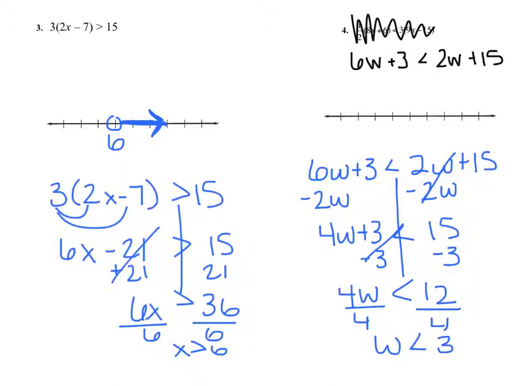All right, so I'm going to plot on here. There's 3, and I'm going to go everything that is less than 3, so it would be the 2, the 1, 0, negative 1, and so forth. All right. So in this lesson, we took a look at how you can solve multi-step inequalities.